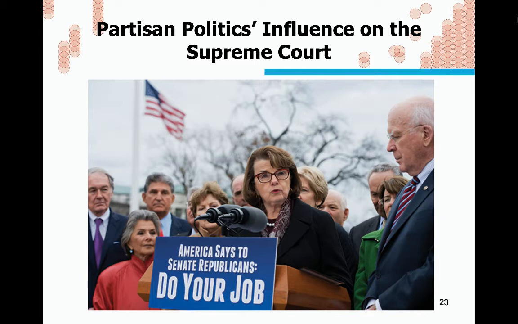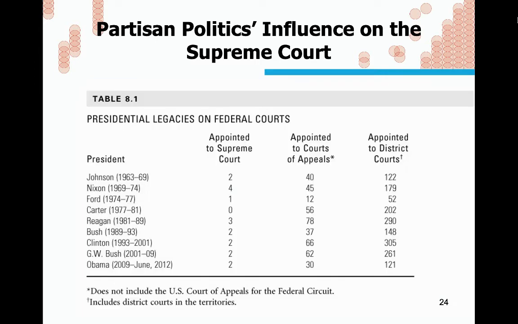Continuing with my thoughts on partisan politics influence on the Supreme Court, here's Dianne Feinstein. She is still, after decades and decades, a senator from California. This was her publicly protesting the fact that Senate Republicans were not moving on the nomination of Merrick Garland. This was, again, in the last year of the Obama administration. Merrick Garland was nominated by President Obama to replace the dead Antonin Scalia, and Republicans refused to hear the nomination because it was an election year.